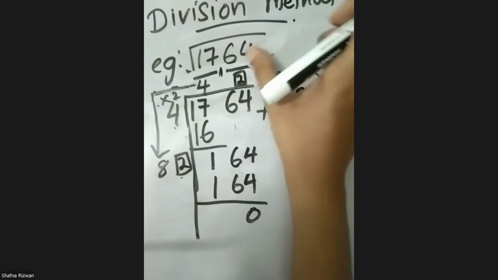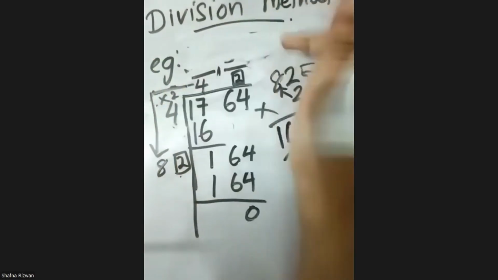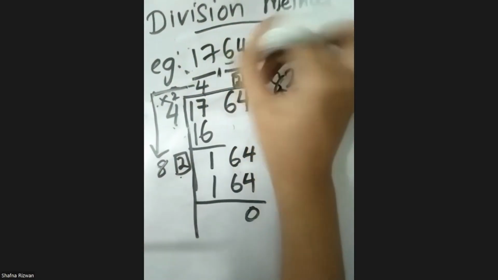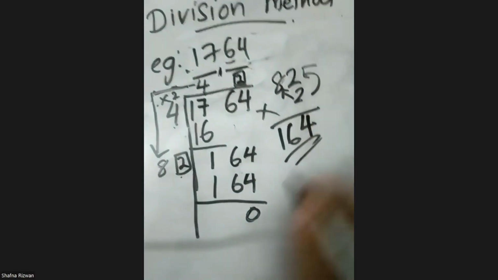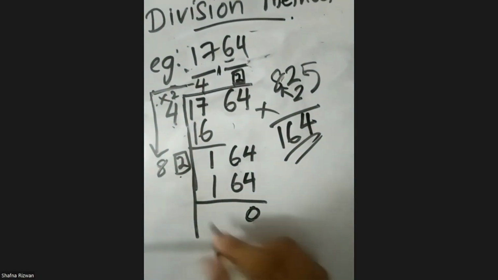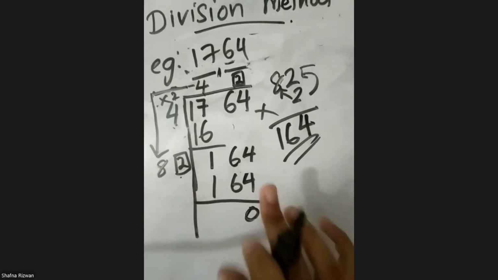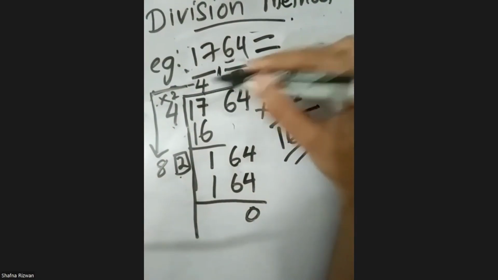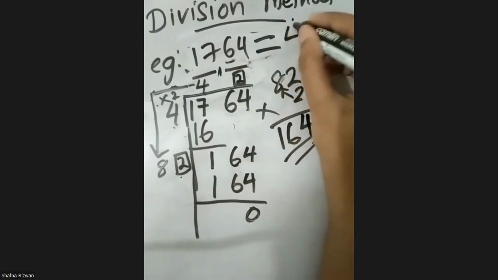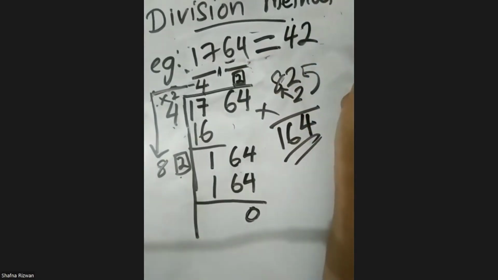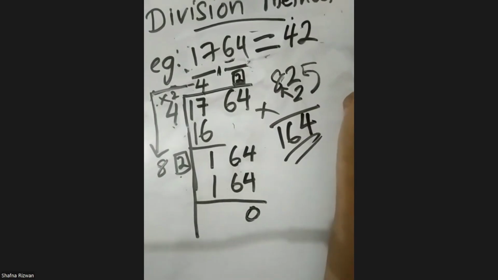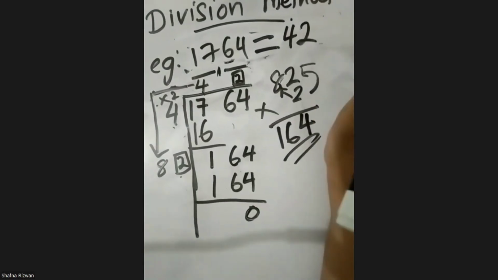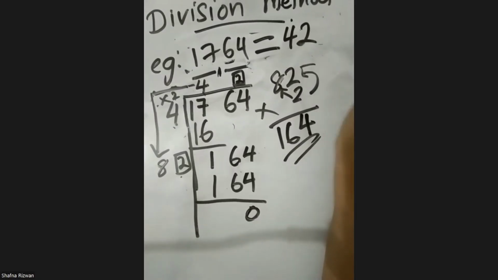So remember that when they ask you to find the square root of this number by using the division method, if I got 0 in the remainder, I divided this properly, so I can write the equal sign here. And what's the square root of this number? That is 42. Now did you all understand how to find the square root using the division method?